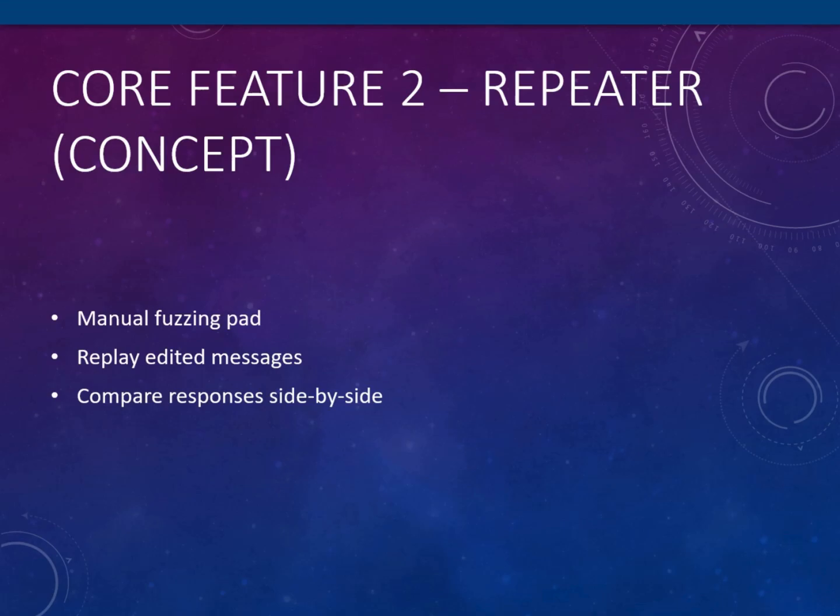PortSwigger's guide describes Repeater as the place to modify and manually resend an HTTP request, which is basically just a fancy way of saying fuzz by hand until something breaks. It's the human creativity layer that automated scanners cannot replace.